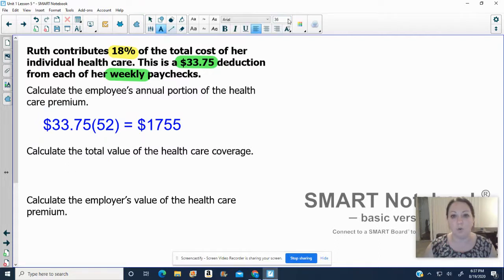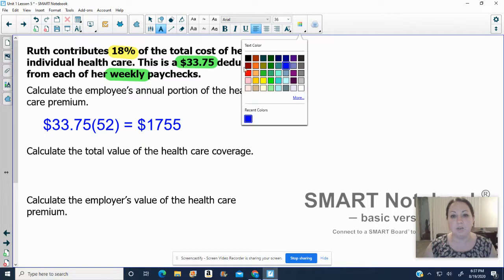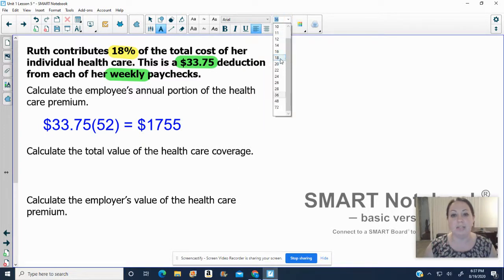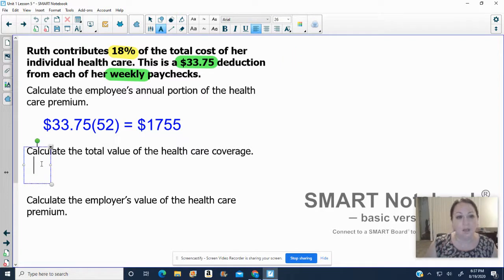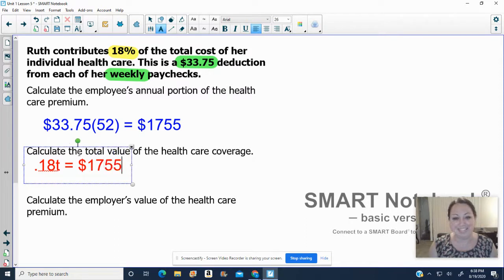It says calculate the total cost. You guys, if I want to calculate total cost, I have to use that answer above. And the way that I'm going to set this up is that 18%, aka 0.18, of the total cost of her health insurance, I'm going to call the total T, is equal to the amount that Ruth just paid, which is $1,755. I really love that I can keep seeing my dogs walking behind me. So 18% of the total is equal to $1,755. I need to set that up in order to solve it.